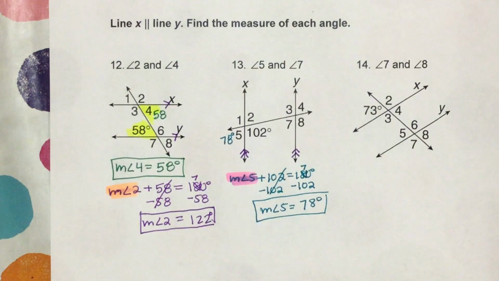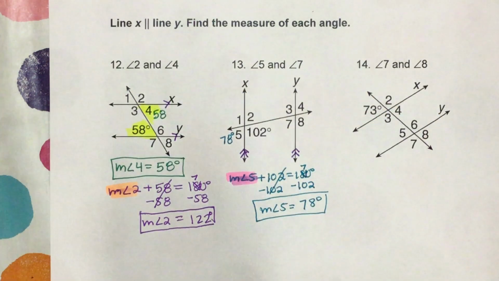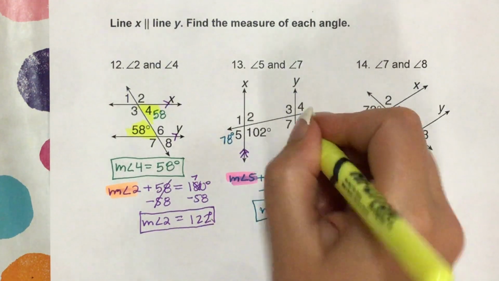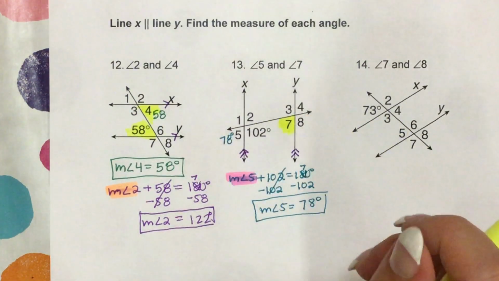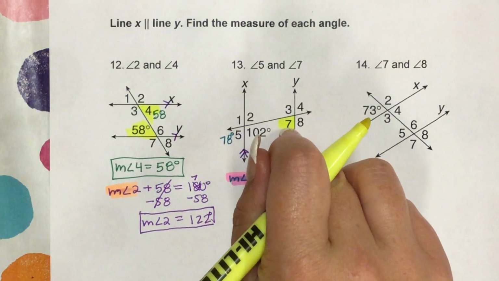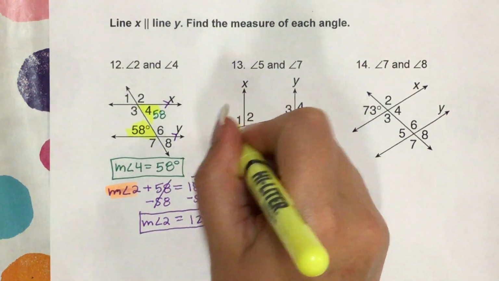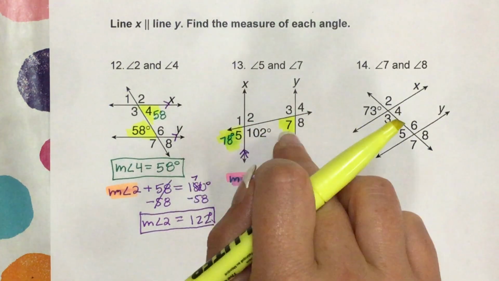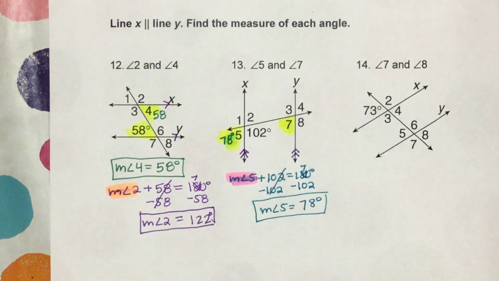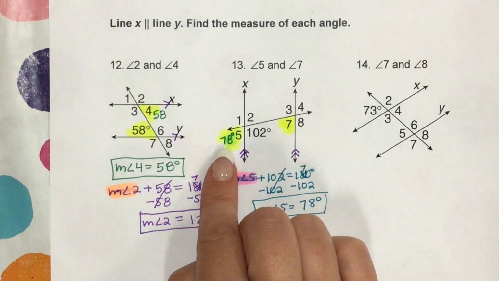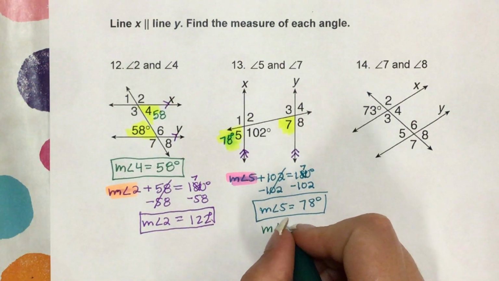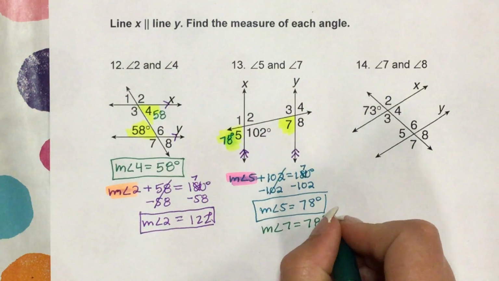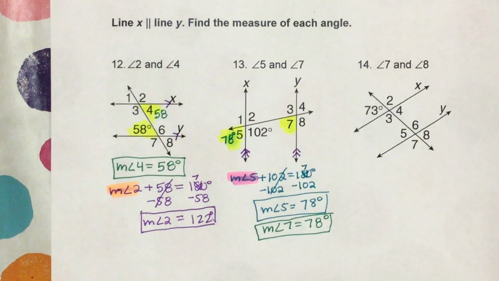So now we know the measure of angle 5, but we need to find the measure of angle 7. Now, what I notice about the measure of angle 5 and the measure of angle 7 is that they are on the same side of the transversal. And this one's interior, and this one's exterior, which means they are corresponding angles, which means they're congruent. So if the measure of angle 5 is 78 degrees, it also means that the measure of angle 7 is also 78 degrees. So there we have it. The measure of angle 7 equals 78 degrees. So if you got that right, great job.